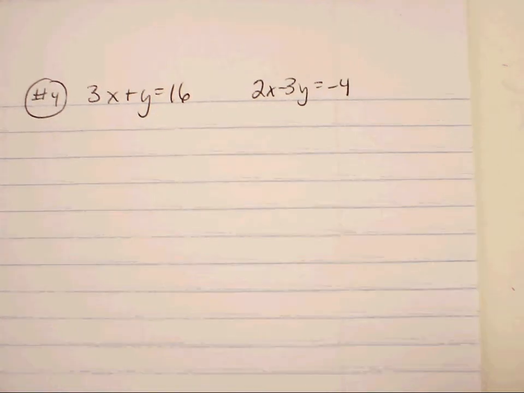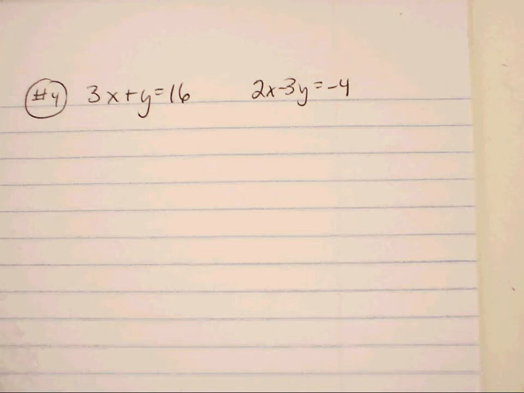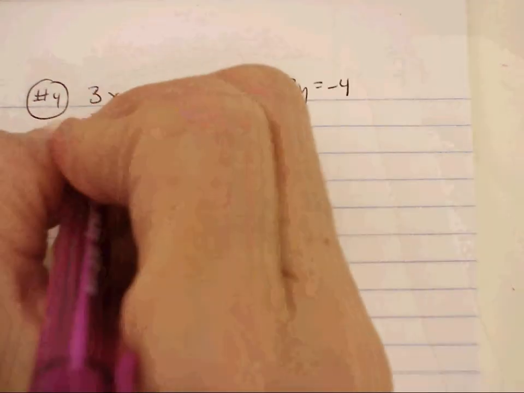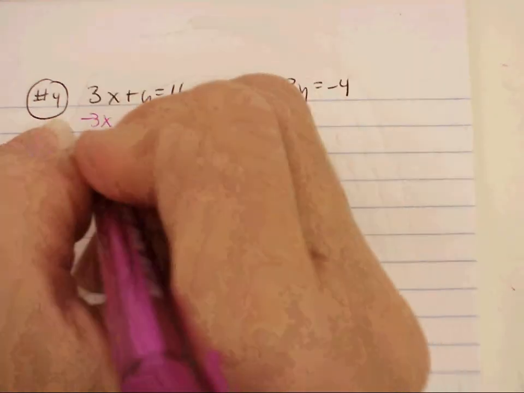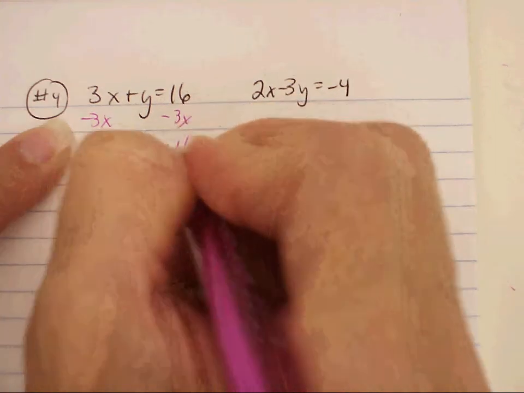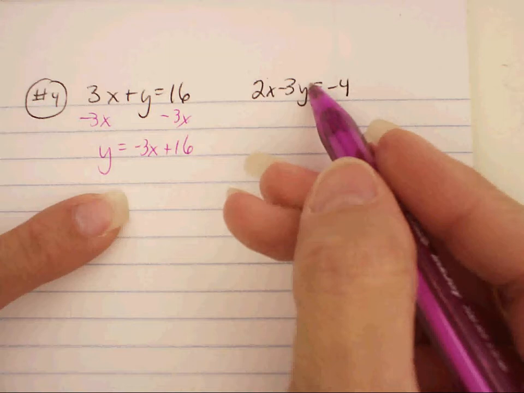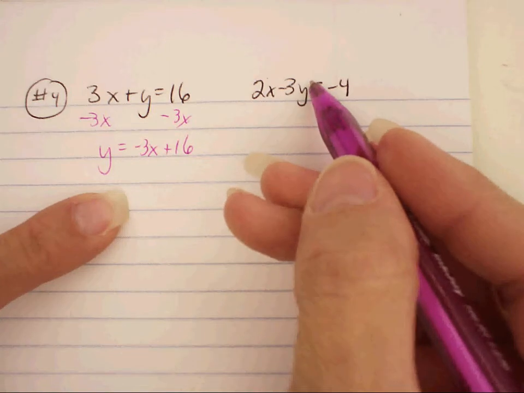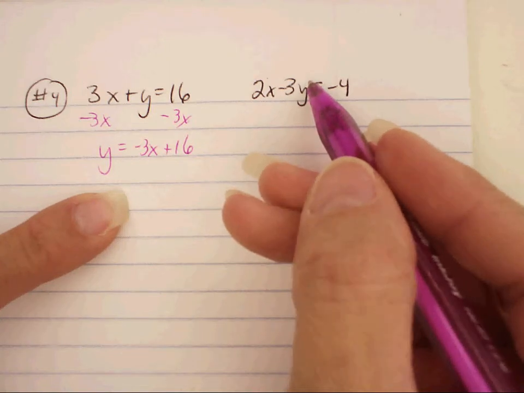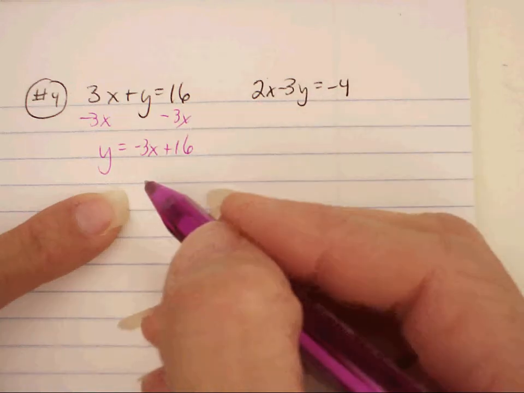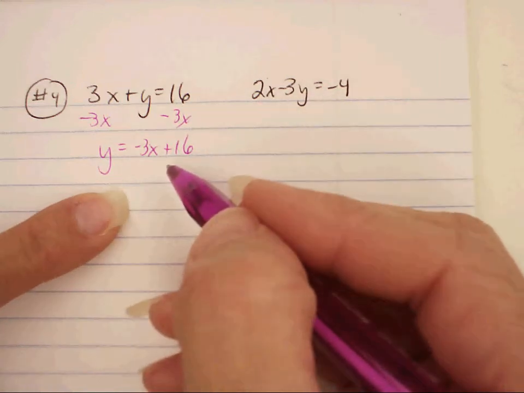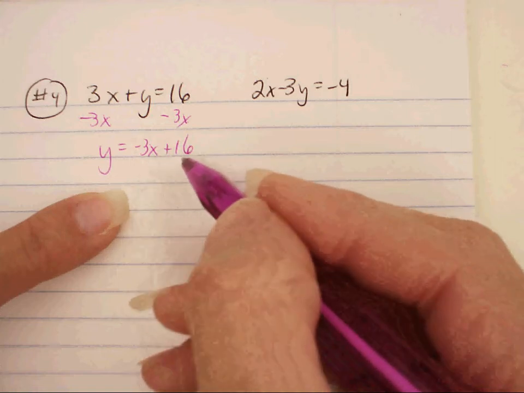I would like to do number 4 from your homework together, because again, it's not neat as a pin like the ones that I made up for notes. So we have 2 equations. 3x plus y is 16, and 2x minus 3y equals -4. Hunter, what would be the easiest to solve for, the left one or the right one? Yeah, because y is already by itself, so.